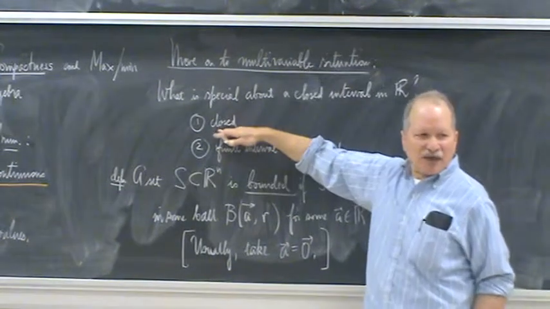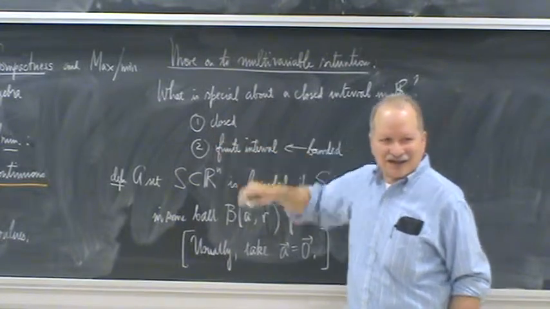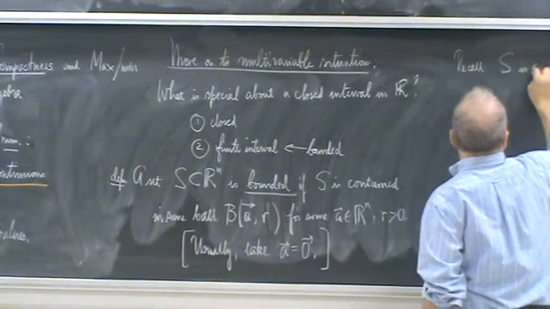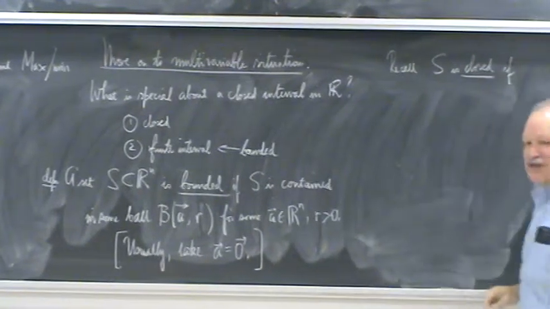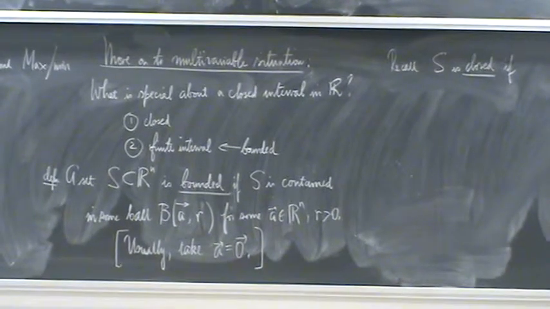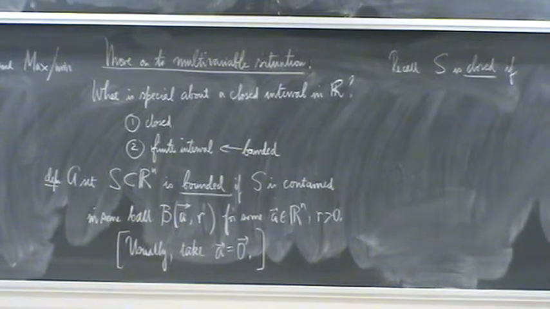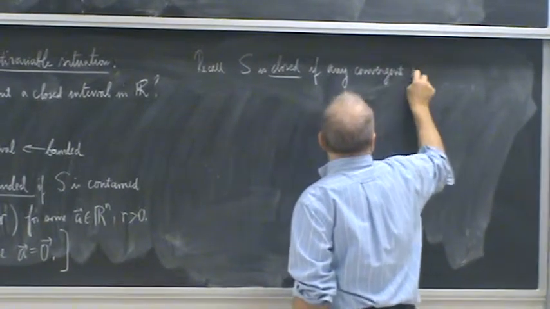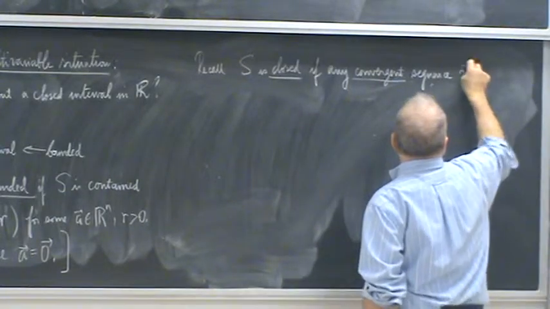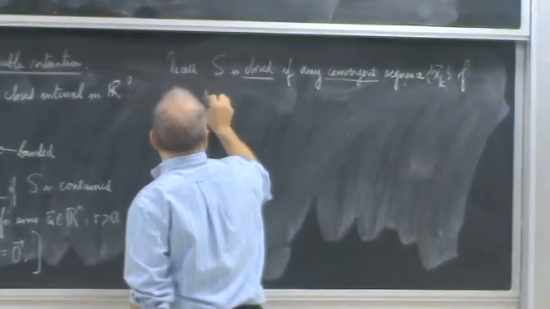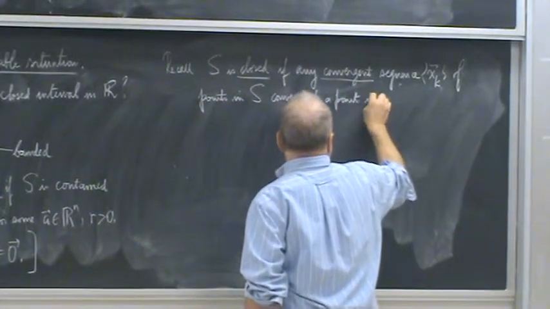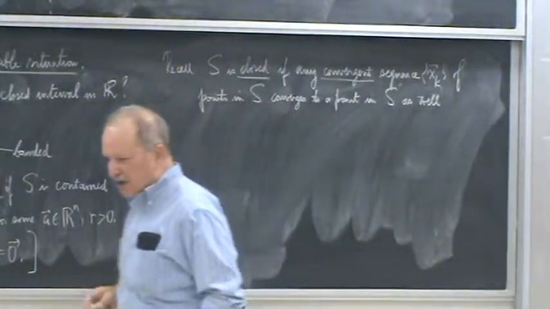And you know what a closed set is. You remember that from chapter 2. Recall that S is closed if, what was the definition? The limit of any convergent sequence, so that every member of the sequence is in S, and the limit is in S. Good. If for any convergent sequence of points in S, it converges to a point in S as well. So the limit of a convergent sequence of points in S must itself be in S.